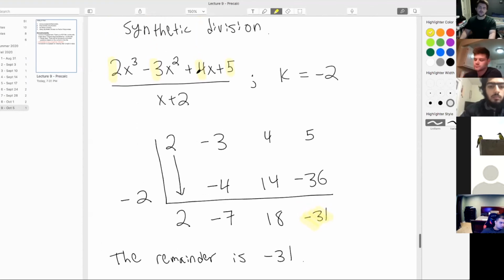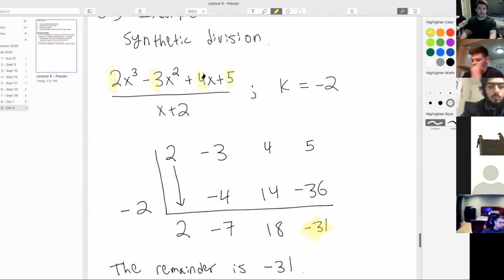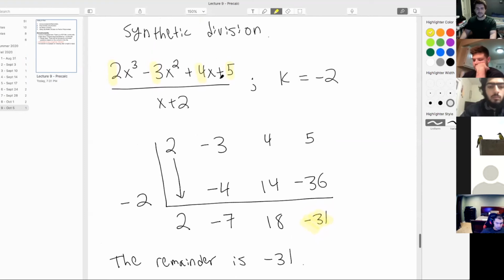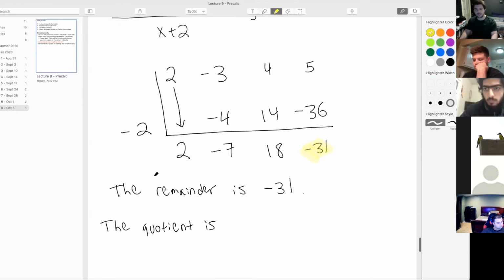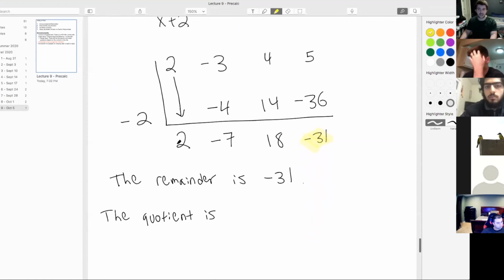Okay, so we have to go back to the original problem. We had in the original problem, the numerator was a polynomial of degree 3. That means our quotient will be a polynomial of degree 2. So this 2 is the coefficient of x squared. So the quotient will be 2x squared minus 7x plus 18.